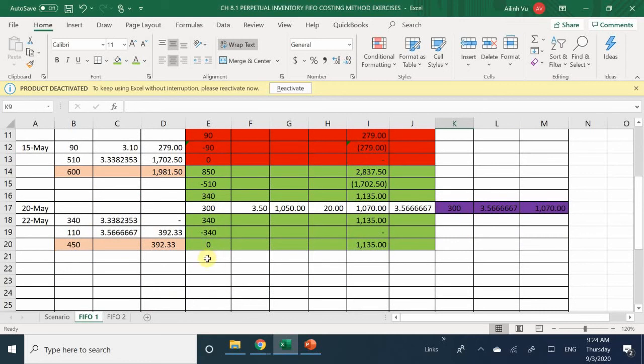All right, now we're going to be pulling down the information from the purple batch. And we're going to go ahead and subtract my 110. And I should get how much?